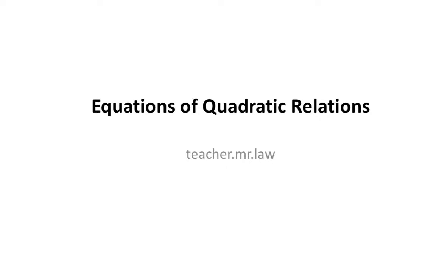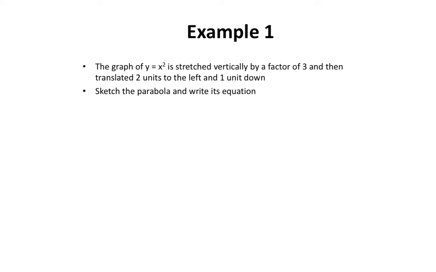In today's lesson, we'll be learning how to write equations of quadratic relations. In our first example, we've been told that the graph of y equals x squared is stretched vertically by a factor of 3 and then translated 2 units to the left and 1 unit down. Furthermore, we want to sketch the parabola and write its equation.